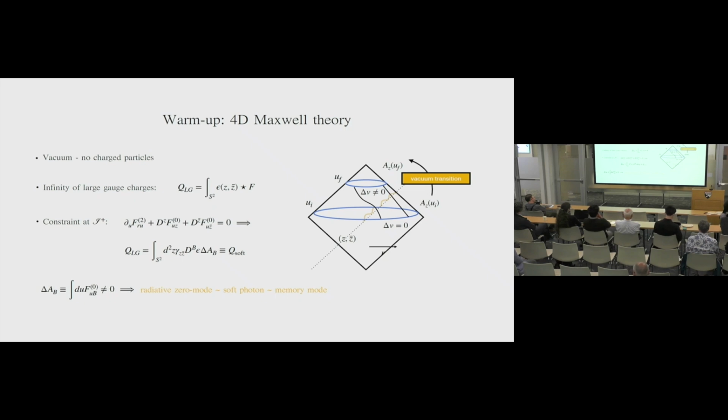This integral can then be written as an integral of the radial electric field, so of this F_{ru} component, on the sphere. And then one can use the constraint equation to replace this component of the radial electric field by these radiative modes. And then this formula just becomes this other formula that is now given in terms of the change in the gauge potential across future null infinity. So again, in a particular gauge, the change in the gauge potential is given by the integral of this radiative electric field and is in general non-zero.